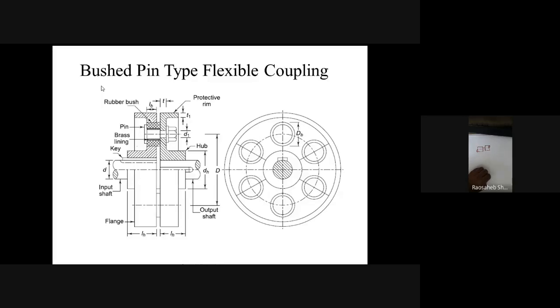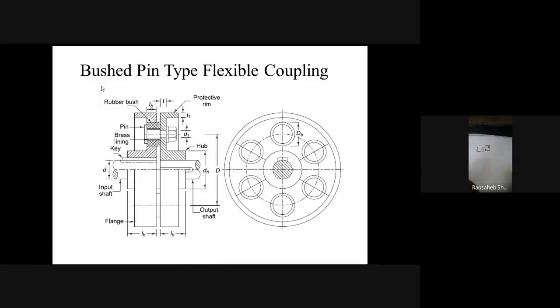So first of all, rigid couplings are used only when there is perfect alignment between the axes of the two shafts. So when the axes of the two shafts are perfectly aligned, there should not be any misalignment between the two shafts. There we can use rigid coupling and motion is free from vibration and shocks. So there we can use the rigid type of coupling.